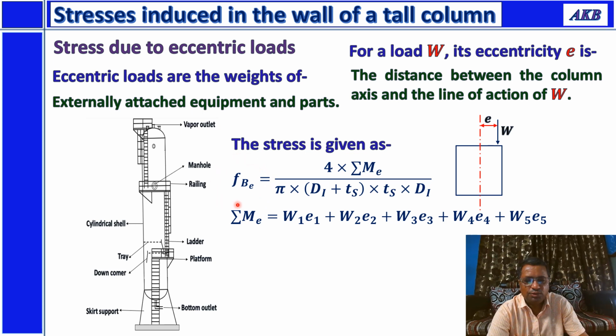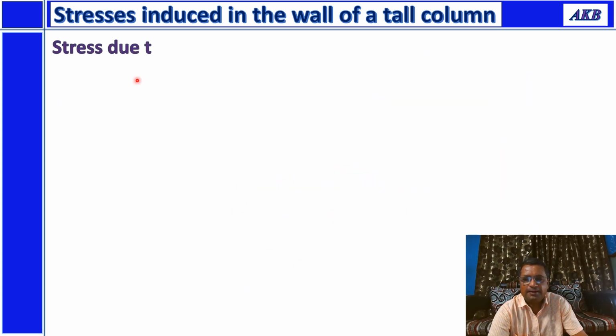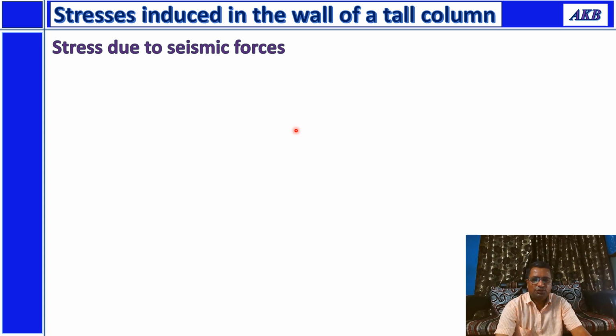Stress that will be induced due to eccentric loads can be calculated by using this equation. Again, DI is the inner diameter, DO is the outer diameter, TS is the thickness. You already know those terms. Then stress due to seismic forces.